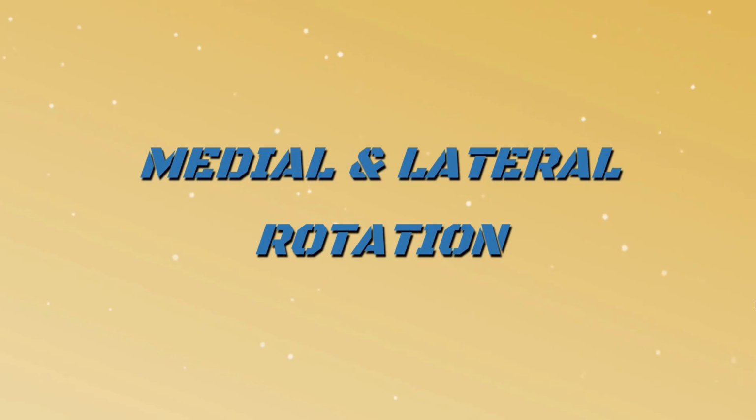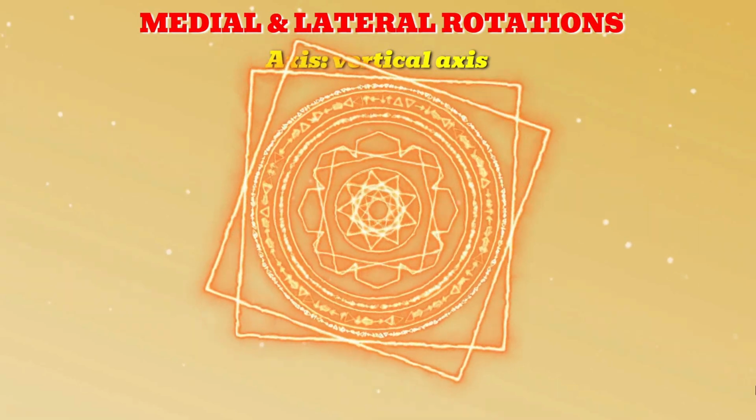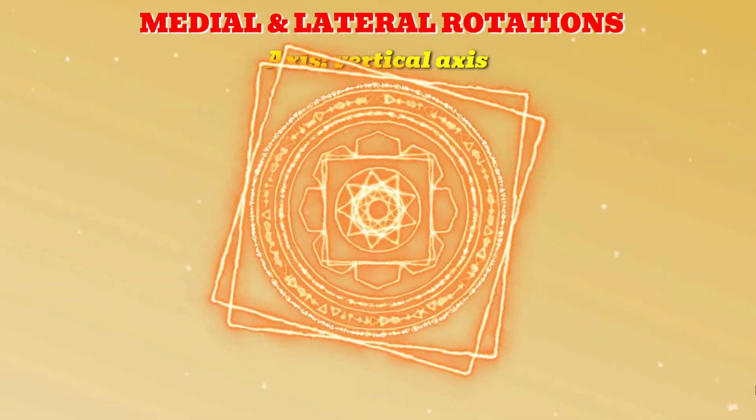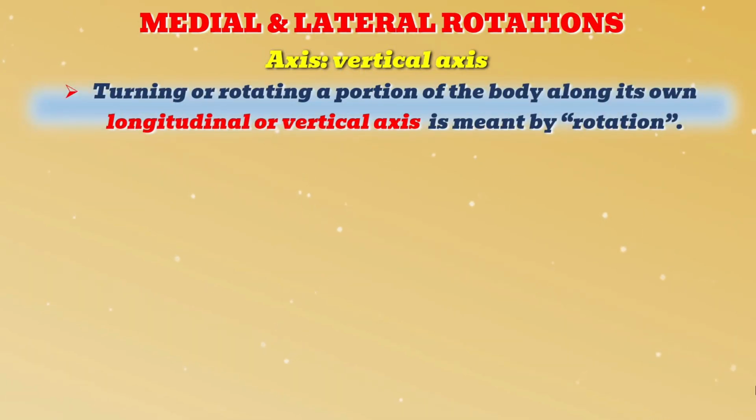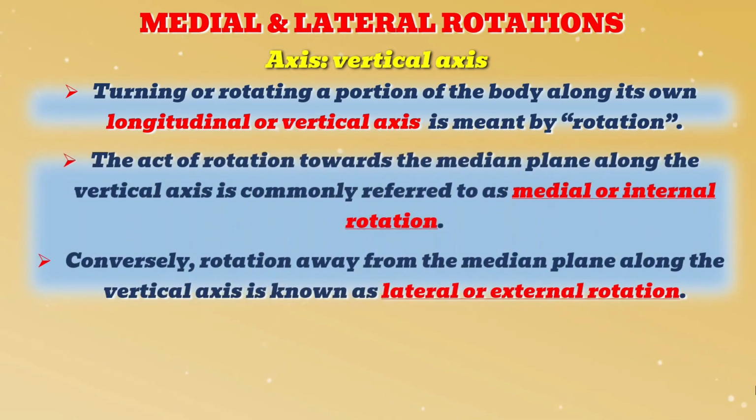What is medial and lateral rotation? In anatomical terminology, what is rotation? Turning or rotating a portion of the body along its own longitudinal or vertical axis is meant by rotation. The act of rotation towards the median plane along the vertical axis is commonly referred to as medial or internal rotation. Conversely, rotation away from the median plane along the vertical axis is known as lateral or external rotation.